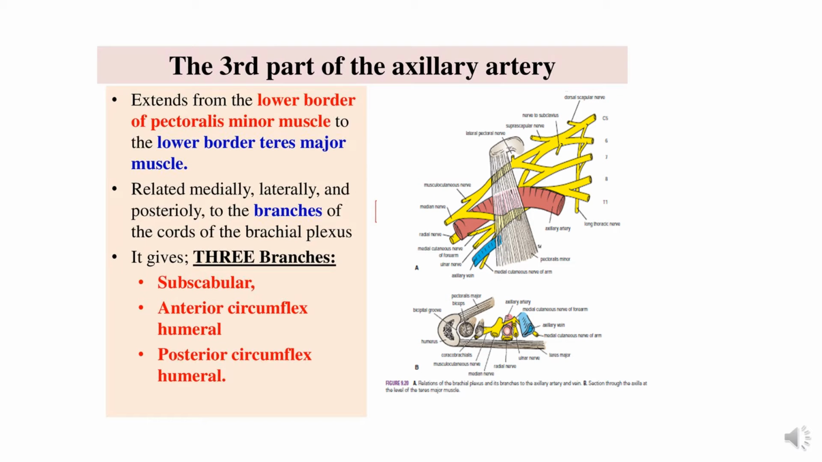The third part of the axillary artery extends from the lateral border of the pectoralis minor to the lower border of the teres major muscle, and it is related medially, laterally and posteriorly to the branches of the cords of the brachial plexus. You can see the branches of the brachial plexus around this part of the artery. This part has three branches: subscapular, anterior circumflex and posterior circumflex.